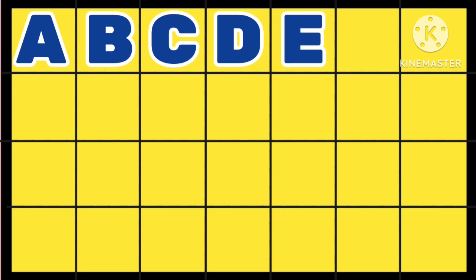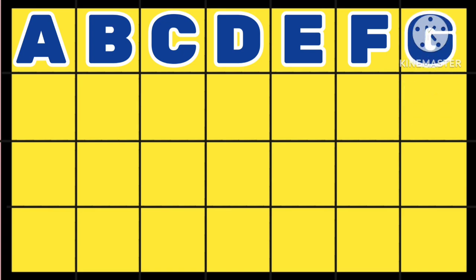E. E is for elephant. F. F is for fish. G. G is for grapes. H. H is for hen.